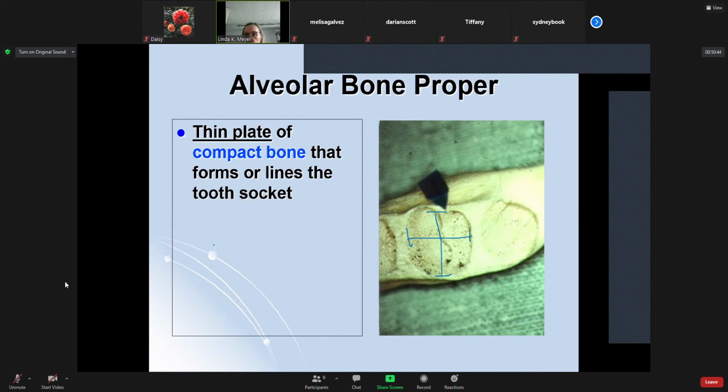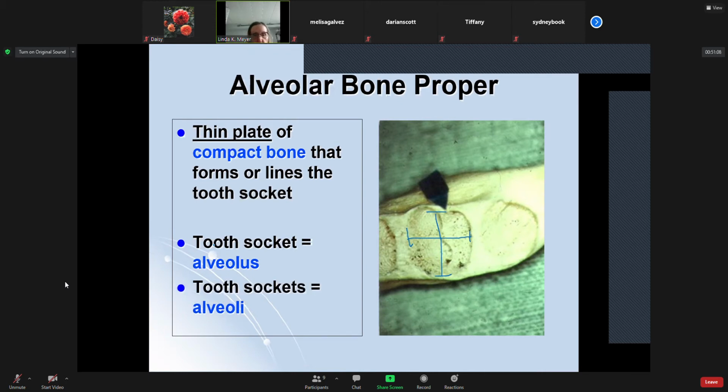Does anybody know what the term is for a tooth socket? It's called an alveolus. Okay, a tooth socket is called an alveolus. So we can also say alveolar bone proper forms or lines each alveolus. The plural for tooth sockets is alveoli.